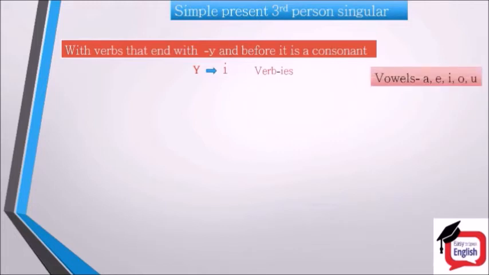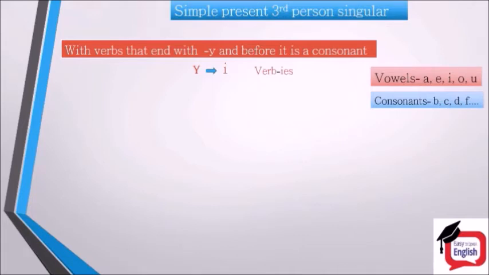Now let's revise what is a consonant and what is a vowel. Vowels are letters that have sound, like A, E, I, O, and U. So they are just 5. And consonants, all the other letters, like B, C, D, F, and so on.